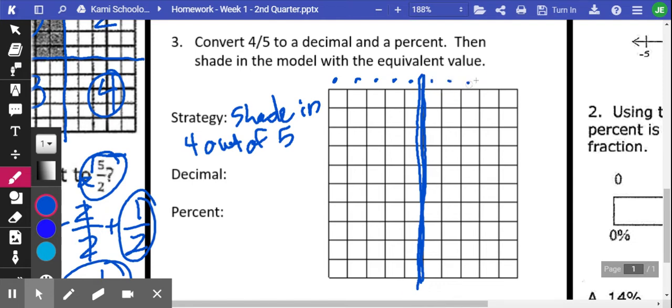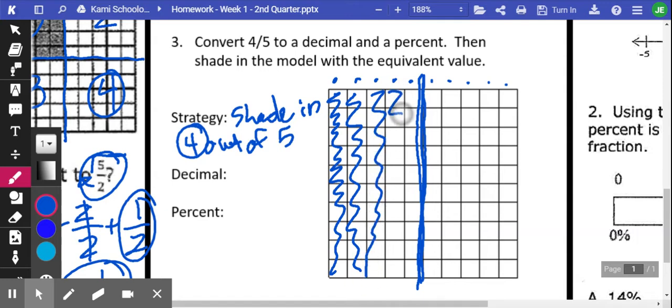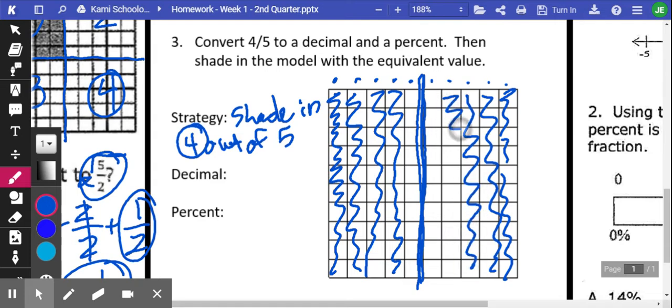And then we have 1, 2, 3, 4, 5. So if we shade in 4 out of 5, and then we shade in 4 out of 5, so now we've got 10, 20, 30, 40, 50, 60, 70, 80. So we have 80 shaded out of 10 times 10.